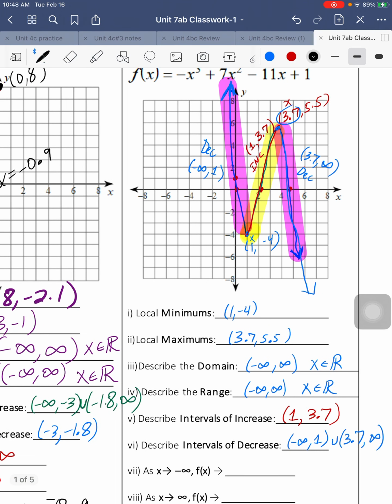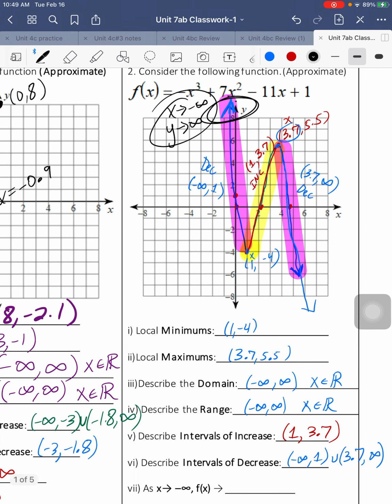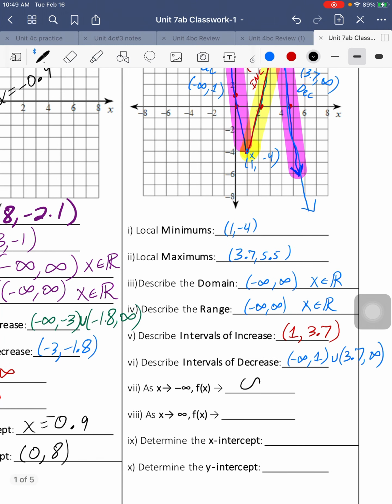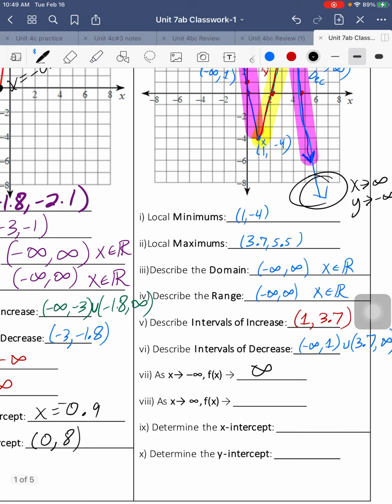Two end behaviors of the graph. You have the left side. It's going to the left forever, which is x going to negative infinity, and it's going up forever, which is y going to positive infinity. And so that's the top one. The bottom here is going to the right forever, x going to positive infinity, and it's going down forever. So y is going to negative infinity.